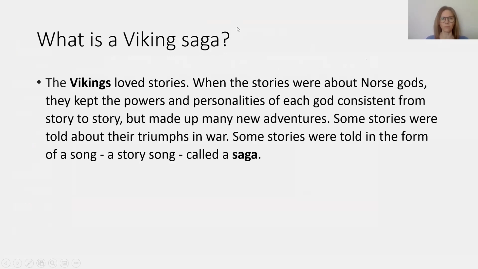So a saga. The Vikings loved stories. When the stories were about Norse gods, they kept the powers and personalities of each god consistent from story to story, but made up many new adventures. Some stories were told about their triumphs in war. Some stories were told in the form of a story song called a saga.